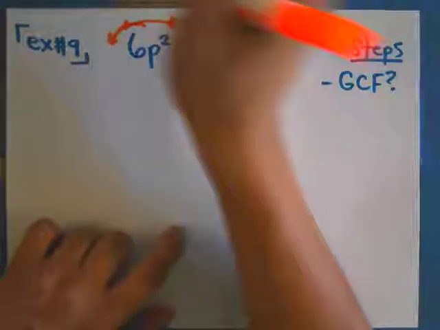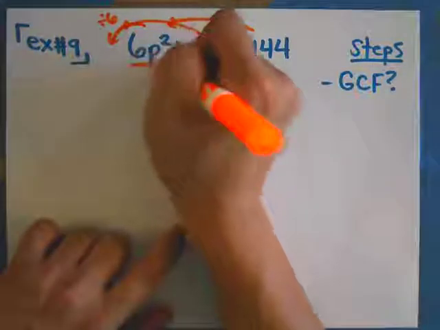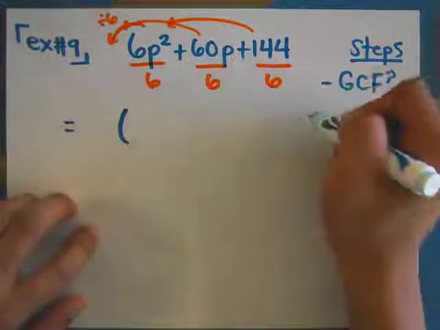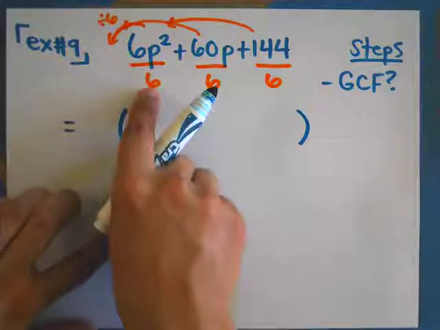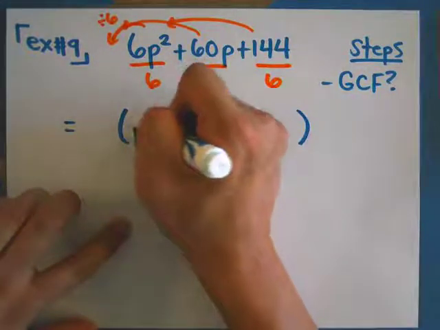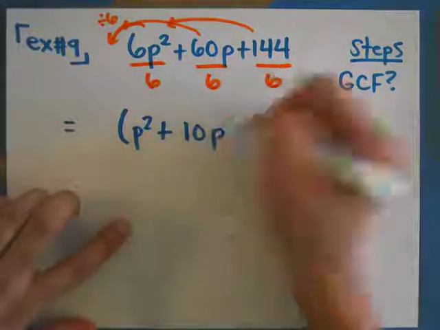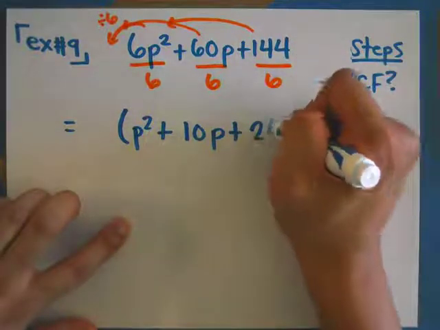If you had said that we can factor out a 6, you are correct. Okay, so let's see if we can GCF, factor out a 6 first. So again, this is like the previous lesson that we did, phase 1. 6 divided by 6 is 1, so this is going to be p squared. 60 divided by 6 is 10p, and then after that 144 divided by 6 is 24.